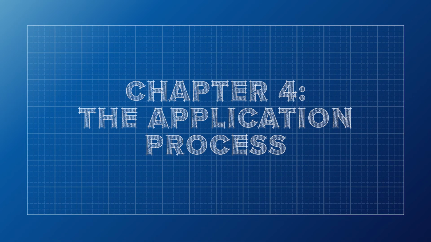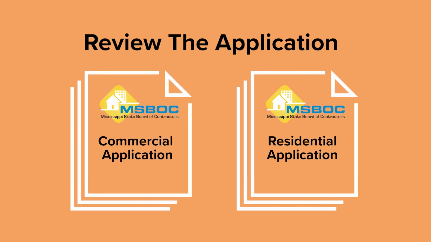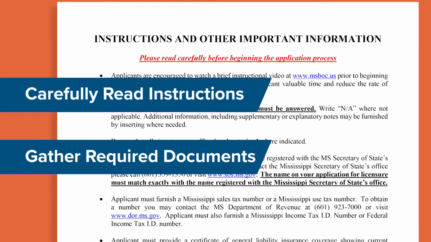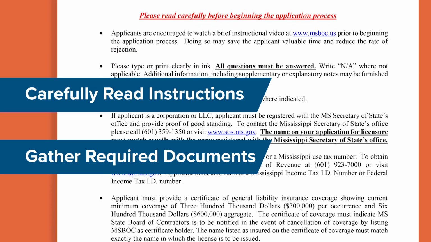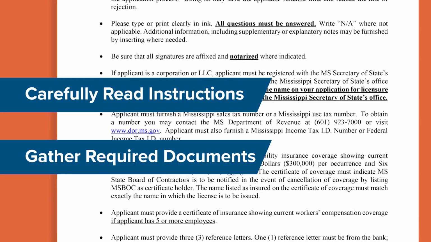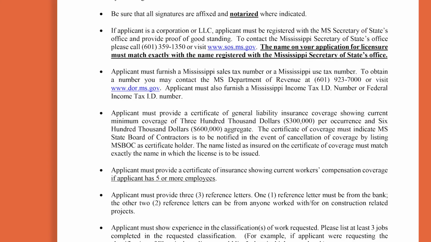Let's begin with the application process. While the application may look intimidating, it really shouldn't. There are only 5 sections to be completed. We suggest you look through the application before you begin filling it out. Read through the instructions and gather the specified documents so you will have them to refer to while completing the application. The required documents must be included with the application before it is presented to the board for review and approval.